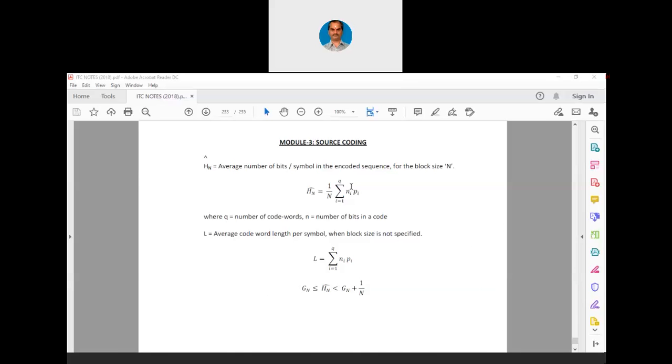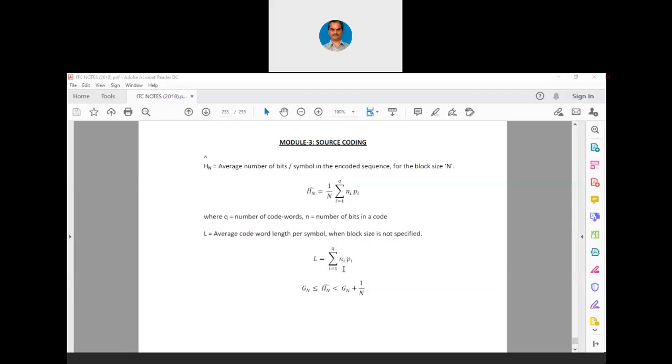So in the Shannon encoding in the beginning, we use this Hn cap because the block sizes are specified in those exercises. Later on, we moved on to Shannon Fano, and for Huffman coding, there we use this term called L, even though both are same. In the sense, Hn cap is the average number of bits per symbol in the encoded sequence for the block size n, whereas L is the average code word length per symbol when block size is not specified.